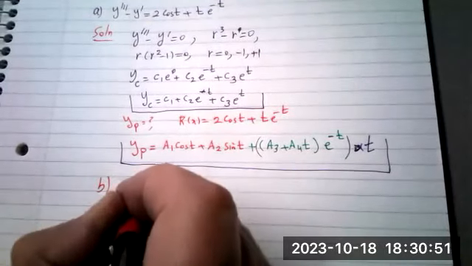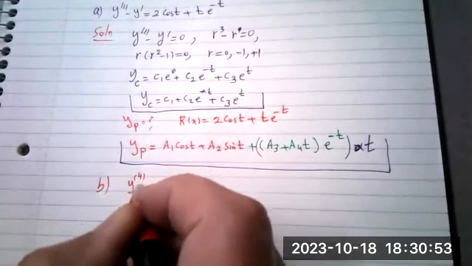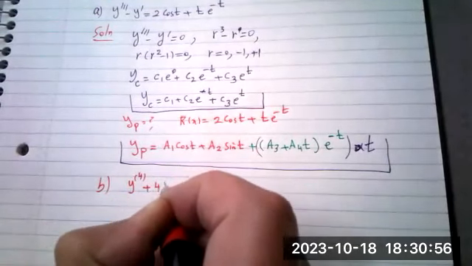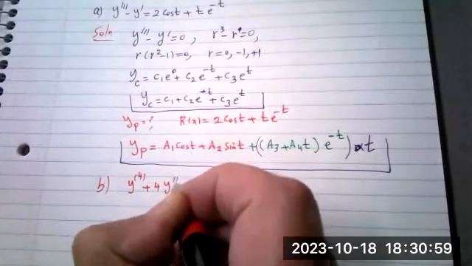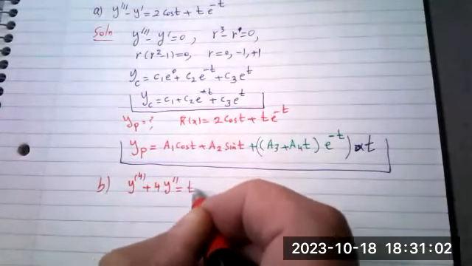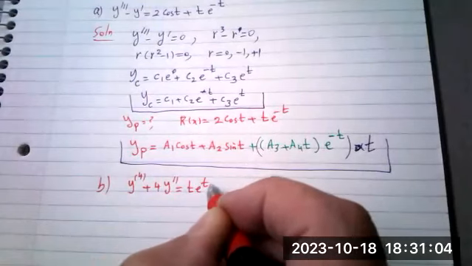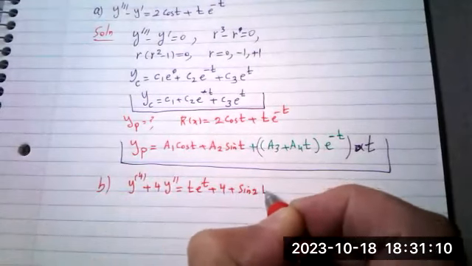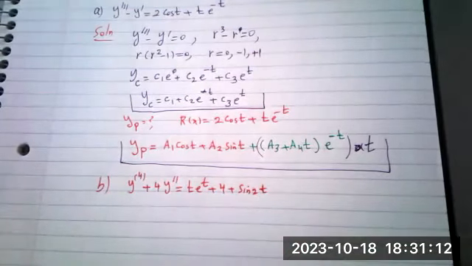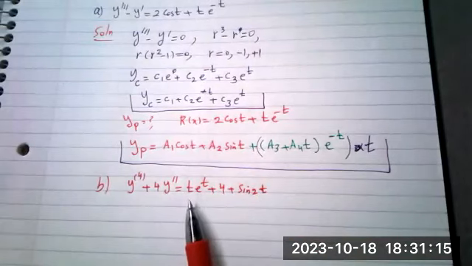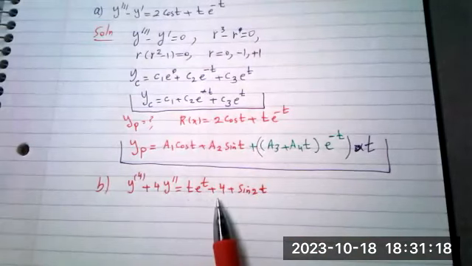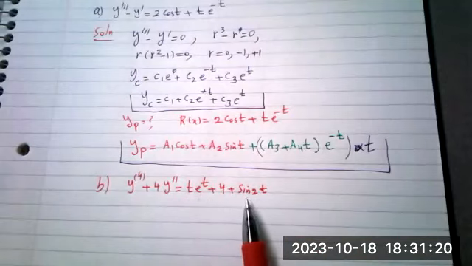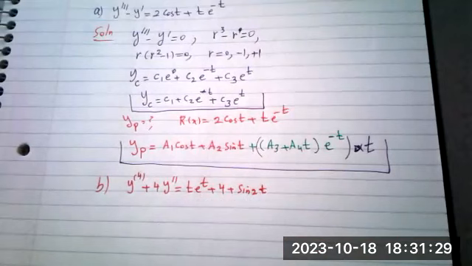Part B, your equation is y to the fourth, fourth order, plus 4 y double prime equals t e to the t plus 4 plus sine of 2t. You have three kinds of functions. The first one is the exponential function, the second one is a constant function, and the last one is a sine. So solve the homogeneous one first to see what's going on, and then we come back and take care of it. Okay, there you are.